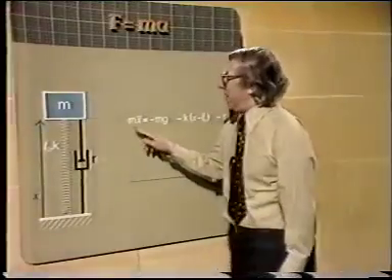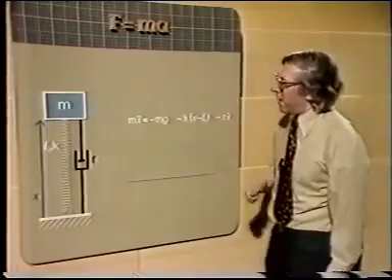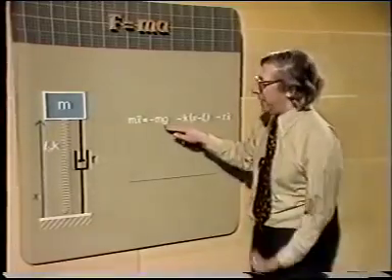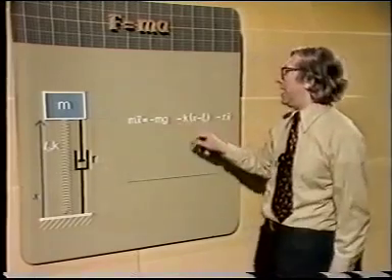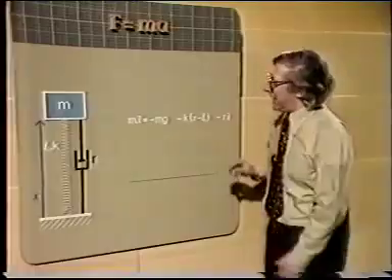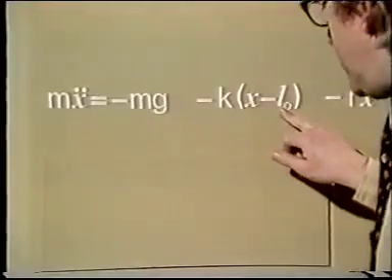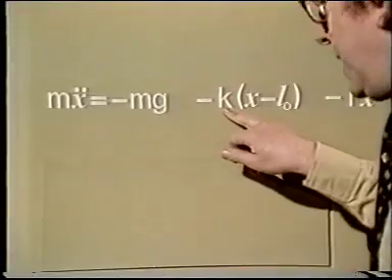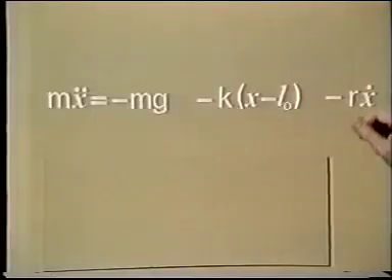Newton's law, mass times acceleration equals the forces acting on the particle. This is the force due to gravity, minus mg, because it's downwards and against the sense of x. Then there's the force due to the extension of the spring, that's x minus L naught, times the stiffness k, and in my configuration, this comes in with a minus sign, and then there's the dashpot force, the damping force, which is R x dot, again with a minus sign.